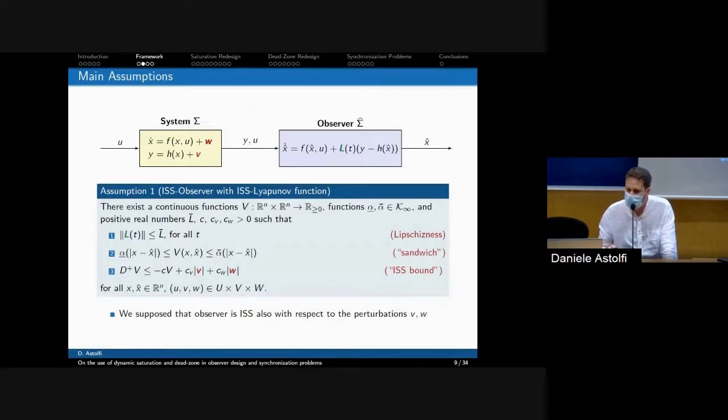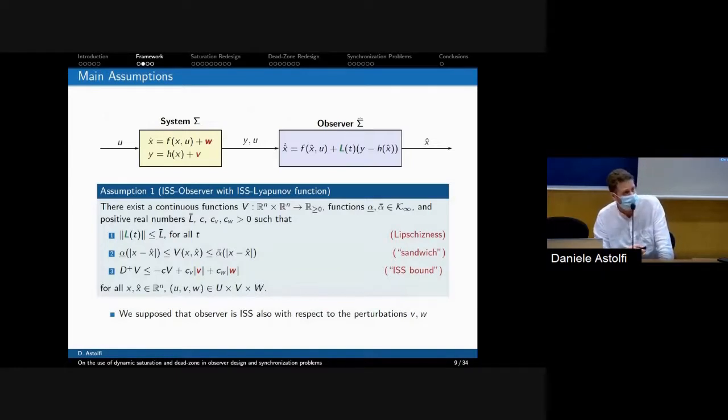And so in particular, the following three conditions hold. The first condition is that the gain L is always upper bounded. So along all the trajectory, it does not explode. Of course, this in practice is what we desire, because otherwise, if it explodes, then the measurement noise would just make everything blow up. So it's not so interesting to have increasing gain in observer design.